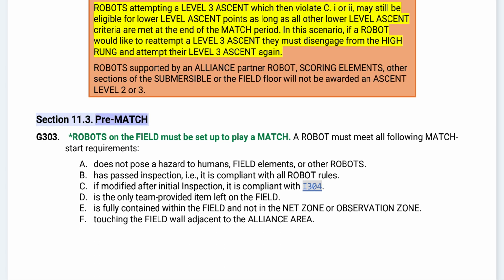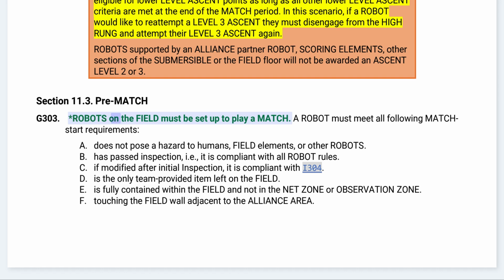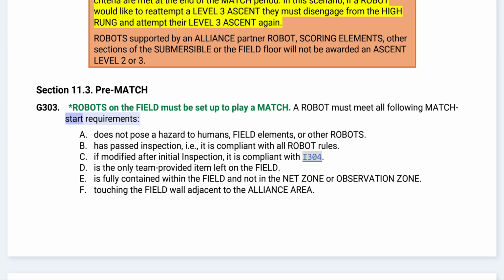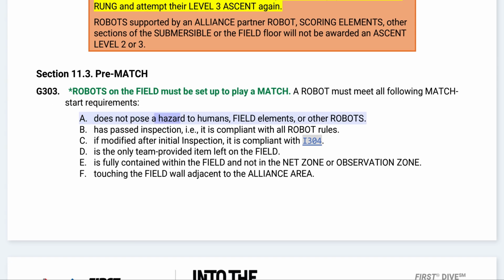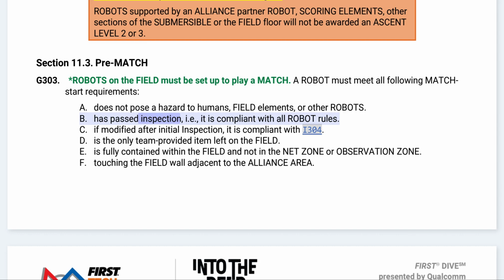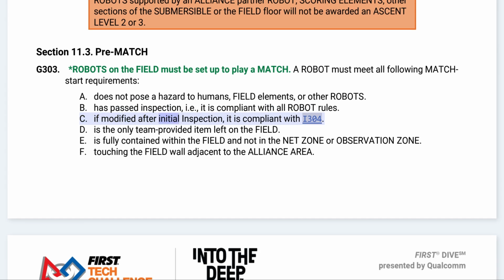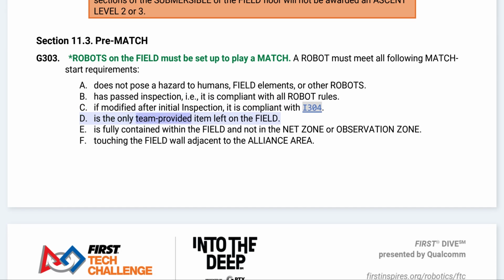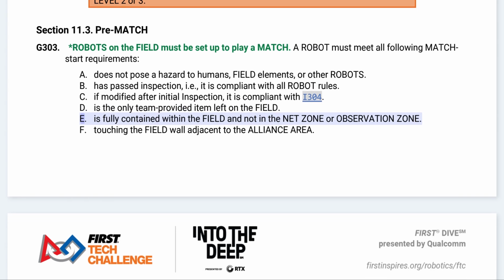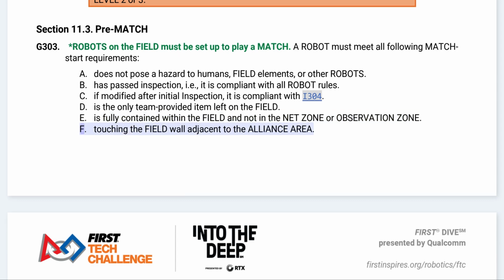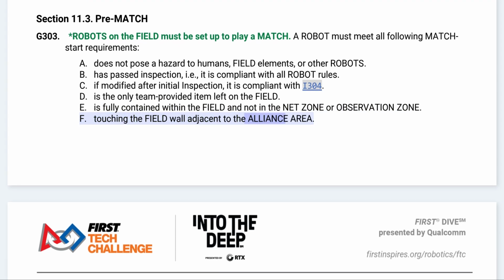Section 11, Pre-Match, G303. Robots on the field must be set up to play a match. A robot must meet all following match start requirements. A. Does not pose a hazard to humans, field elements, or other robots. B. Has passed inspection, i.e., it is compliant with all robot rules. C. If modified after initial inspection, it is compliant with I-304. D. Is the only team-provided item left on the field. E. Is fully contained within the field and not in the net zone or observation zone. F. Touching the field wall adjacent to the alliance area. G.